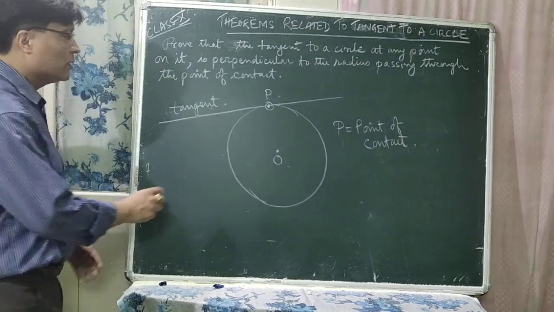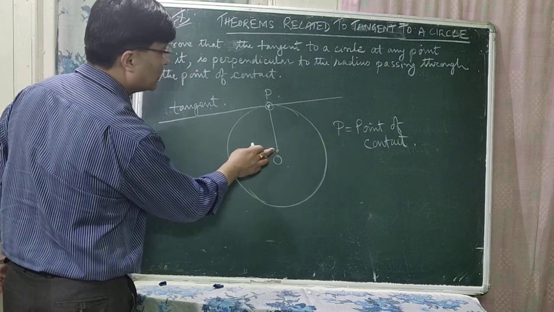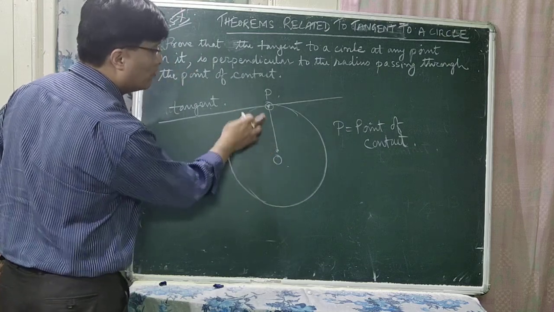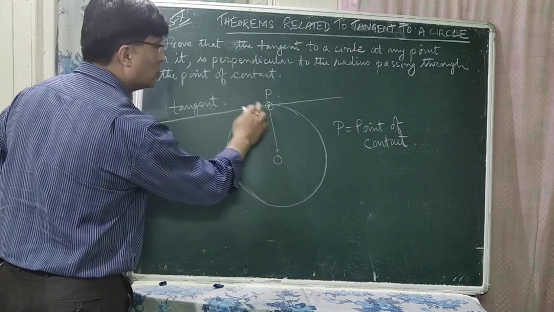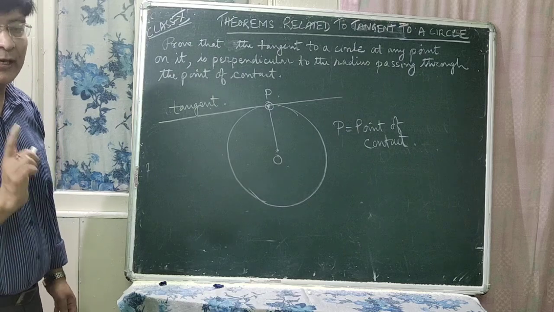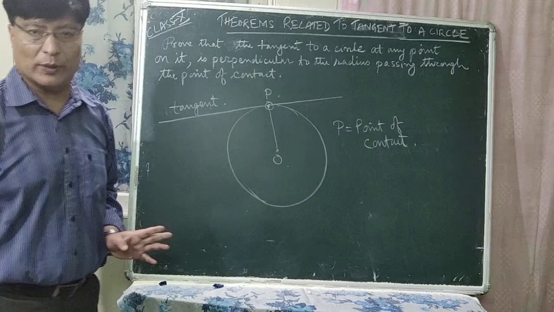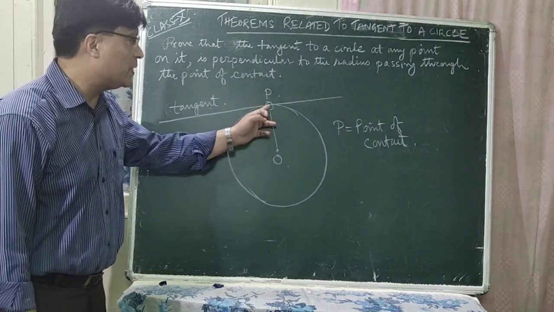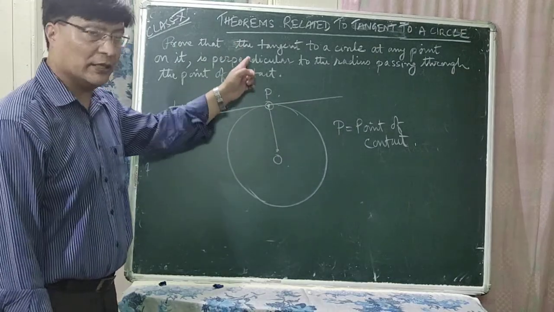Is that clear? So if you join PO, or OP, it will be the radius of the circle through the point of contact P on it. And you should know that this OP is perpendicular to the tangent always. This radius OP is perpendicular to the tangent. Now we will prove this theorem here.